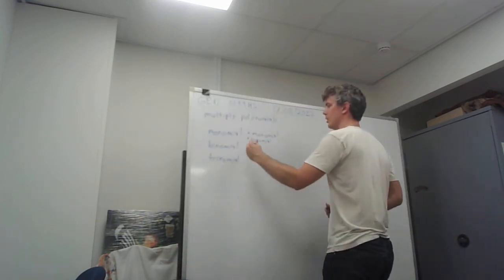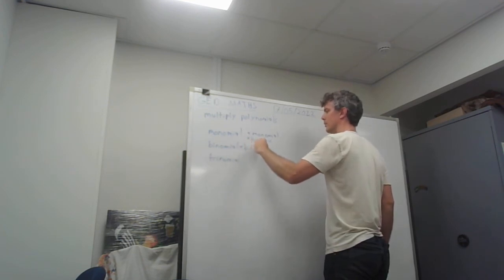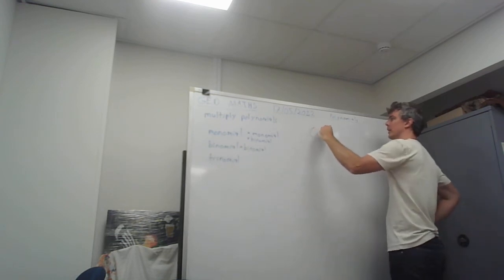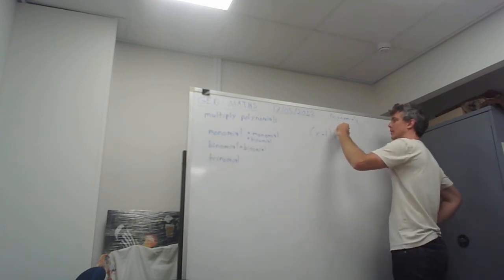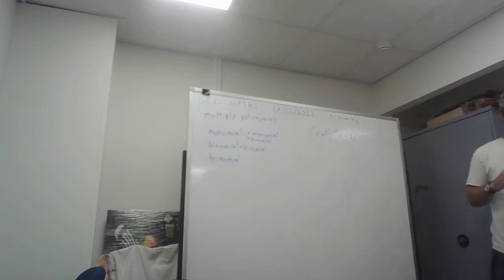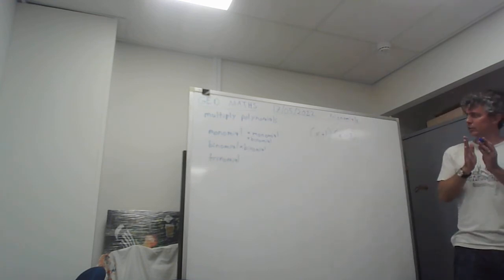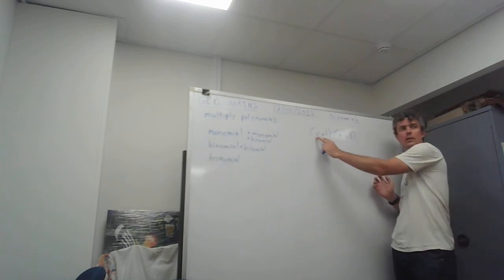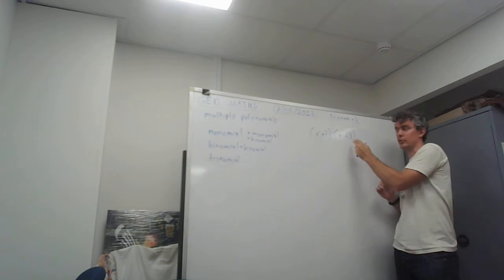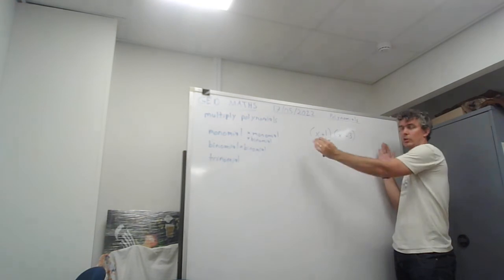The next one is binomial times binomial. A very simple version would be x plus 1 times x minus 3. This is a binomial, this is a binomial. Now what we have to do is multiply each term of this binomial by each term of this one. So you're going to end up with more terms.